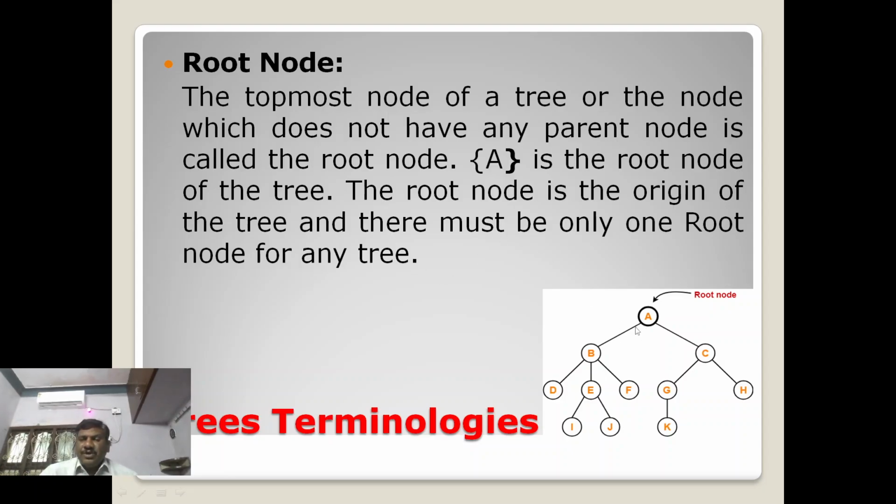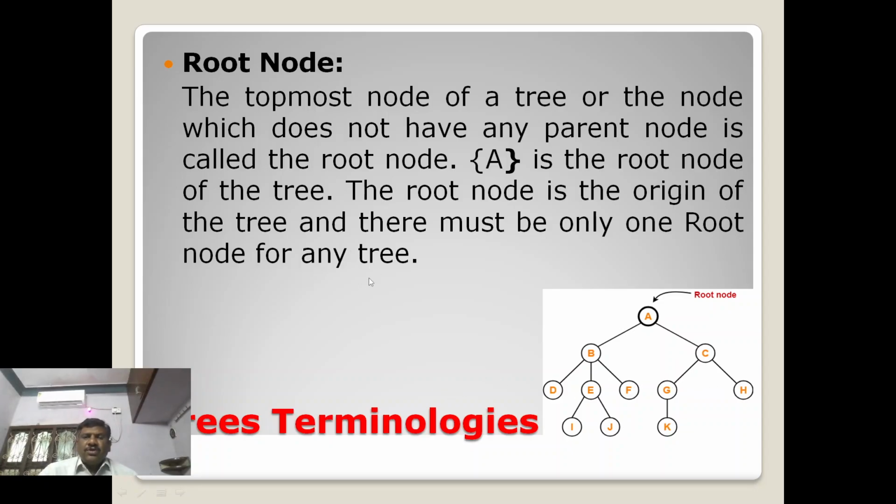Which is said to be a root node? The root node is the topmost node of a tree. There will be only one root node. That is also something you have to keep in mind. From this root node, they will be diverted to many nodes.